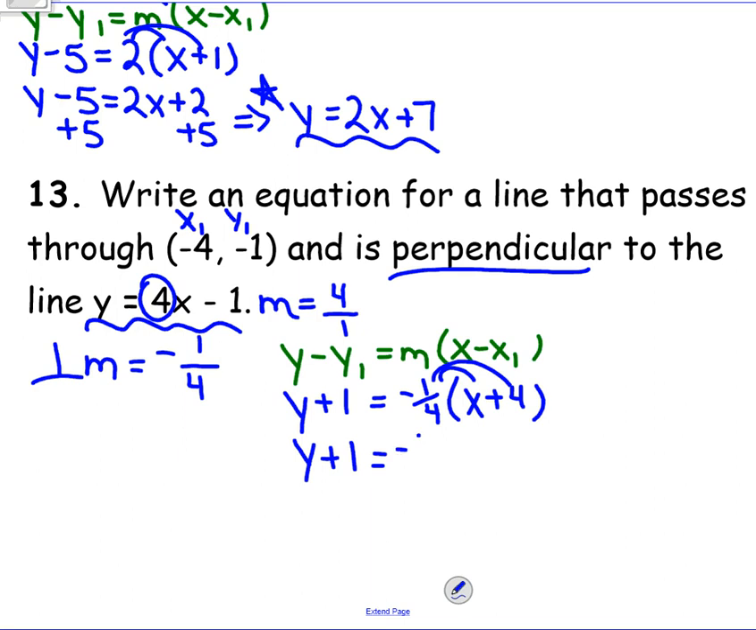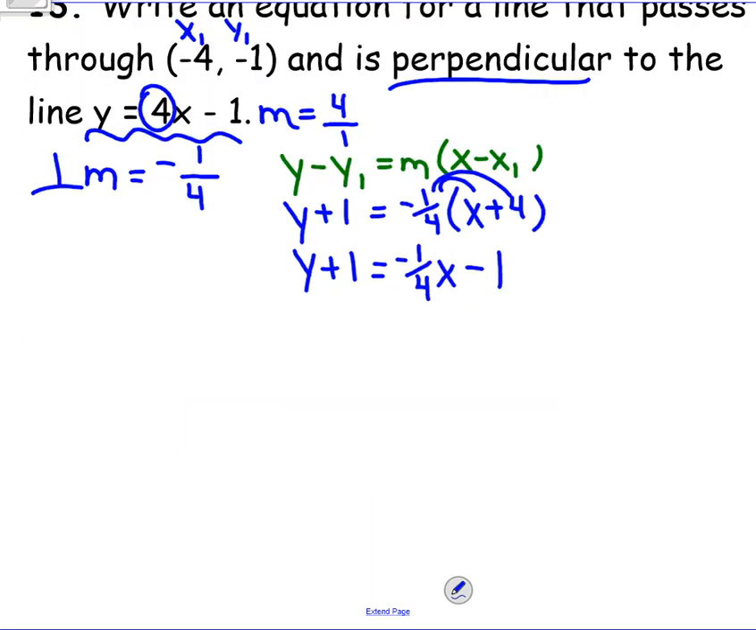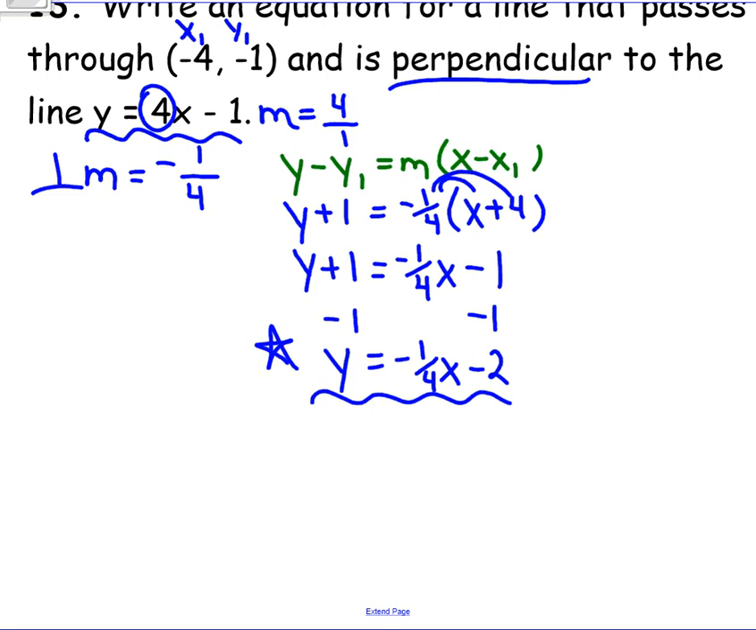-1/4 times x is -1/4 x. -1/4 times 4 is -1. Finish off by taking away 1 from both sides so that it's solved for y. Y equals -1/4 x minus 2. There is our equation. And that concludes the review worksheet.